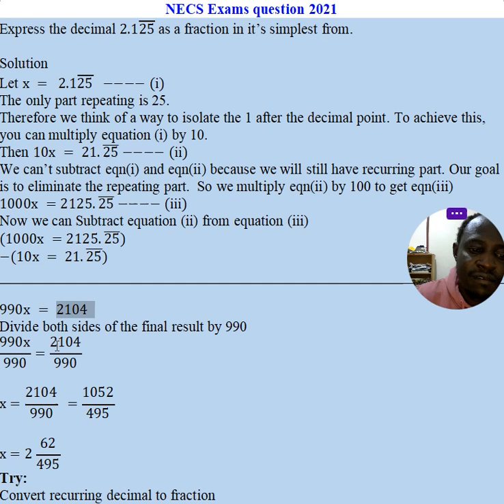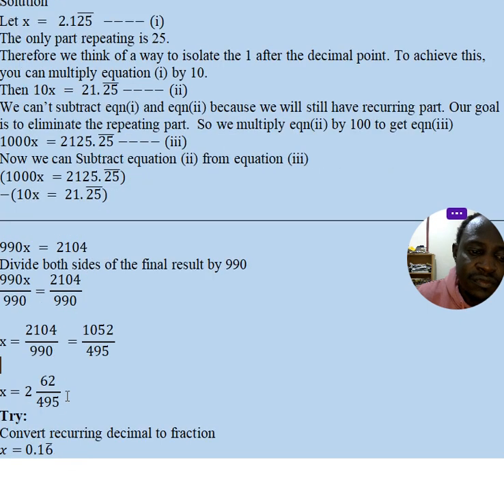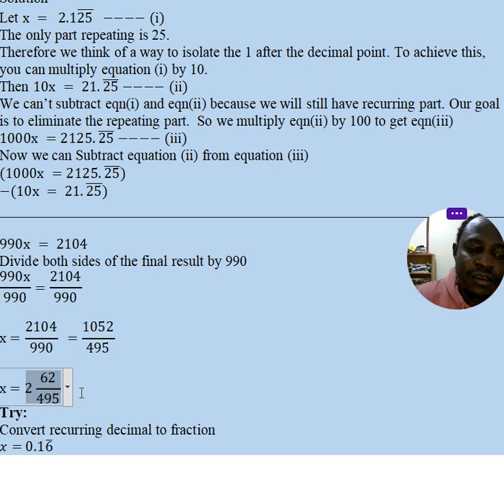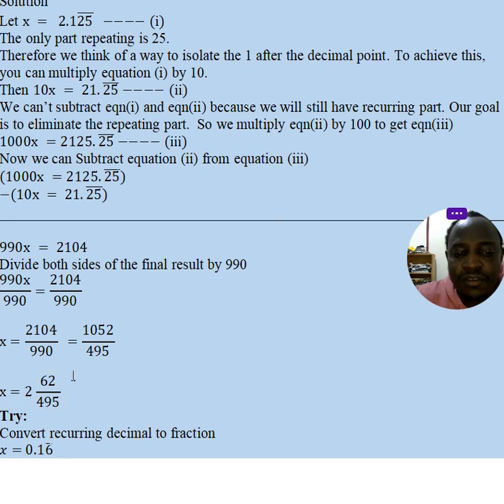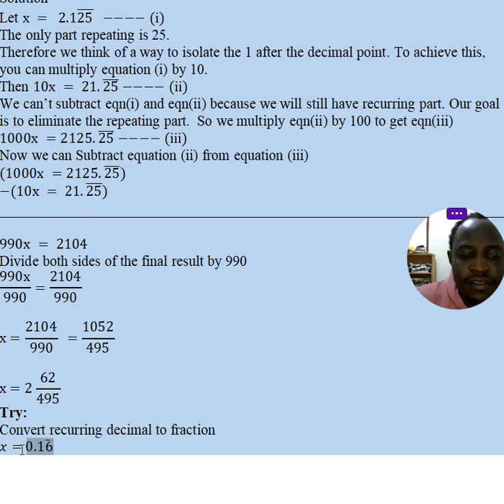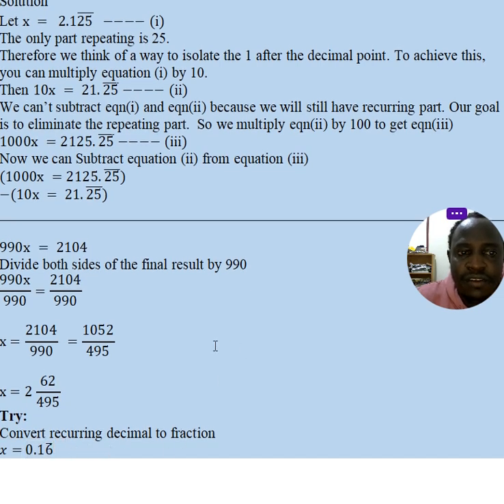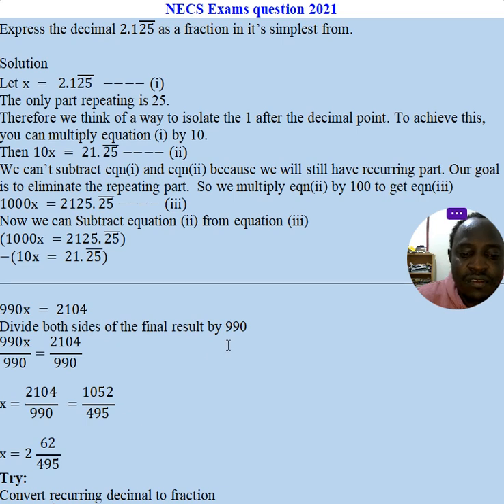Then we divide both sides by 990, so we'll be left with this. This is what is going to remain. You can decide to make it a mixed fraction, but it's not important, so you can leave it in this format if you want. This is something that you can try, another question that you can try, but it's not part of that. So this is all about this question. Thank you.